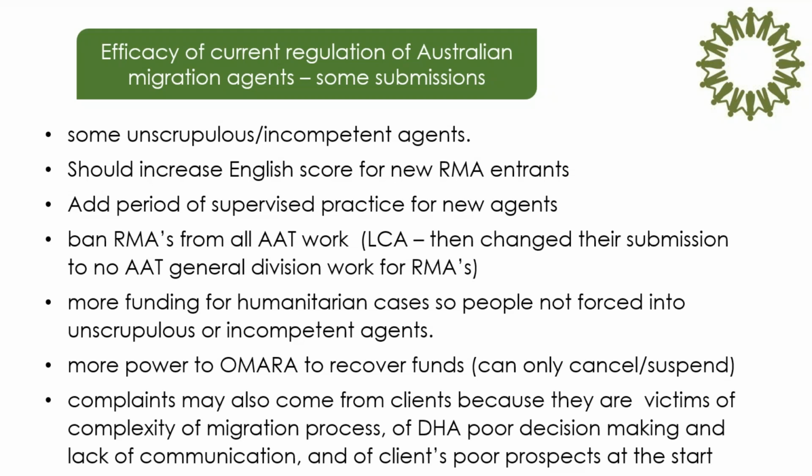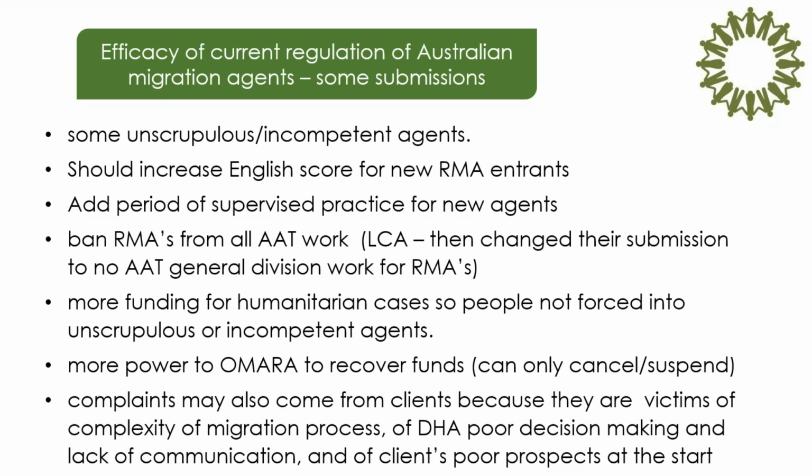The Law Council of Australia initially suggested that registered migration agents should be banned from all Administrative Appeals Tribunal work, but the council changed that submission, or added a supplementary submission saying what in fact they wanted to put forward was that there should be no AAT general division work for registered migration agents. That's around some of the citizenship and cancellation matters where the department has lawyers in, and it's a more adversarial system, whereas most of the tribunal work, as the merits review the migration agents do, is more the inquisitorial form of review.